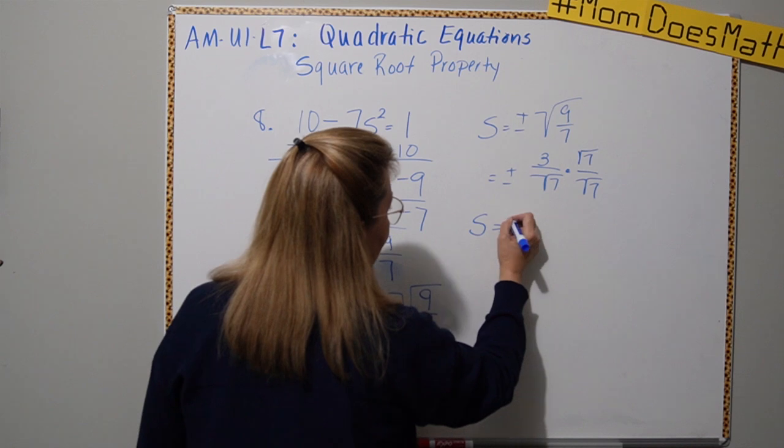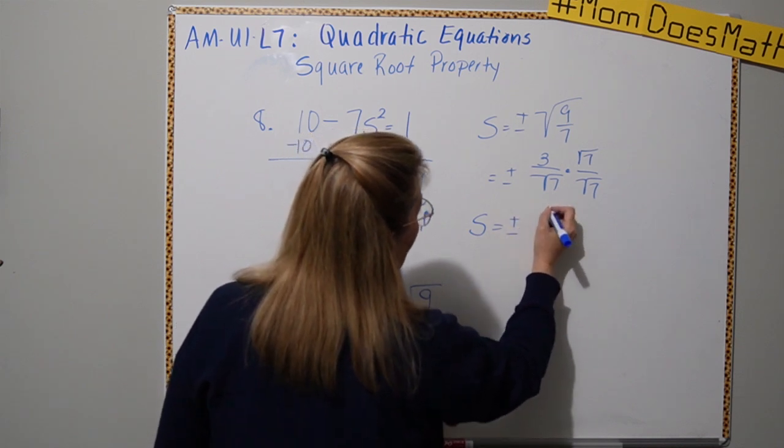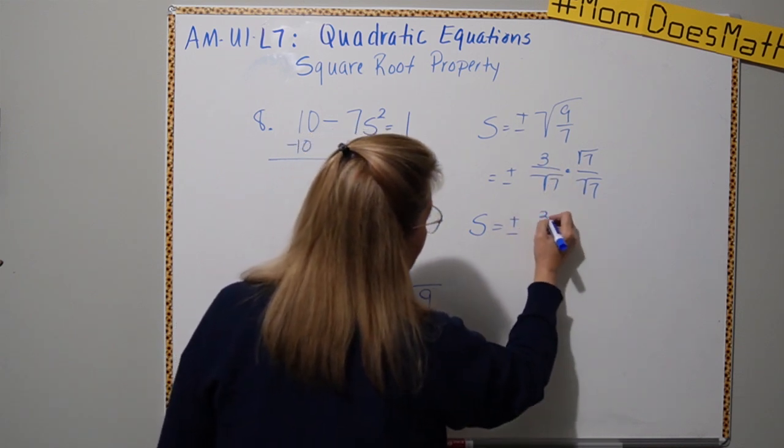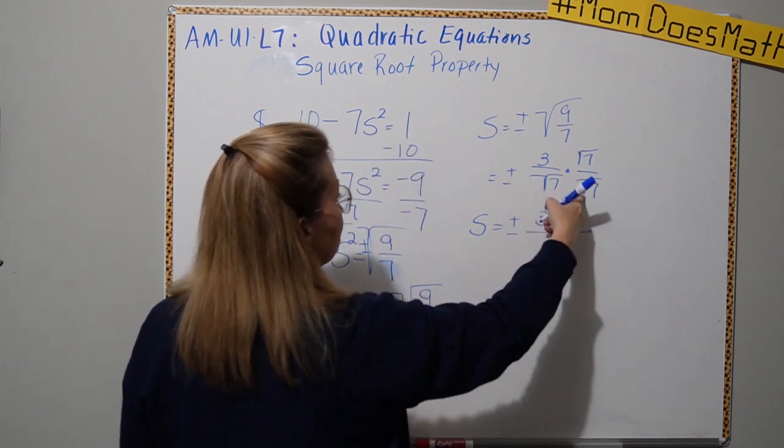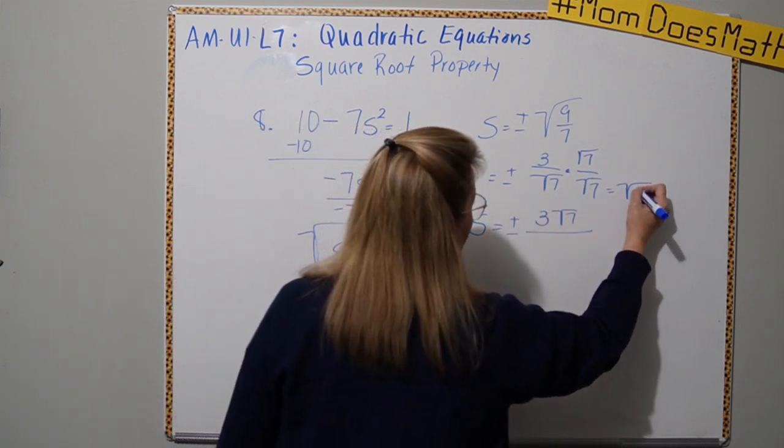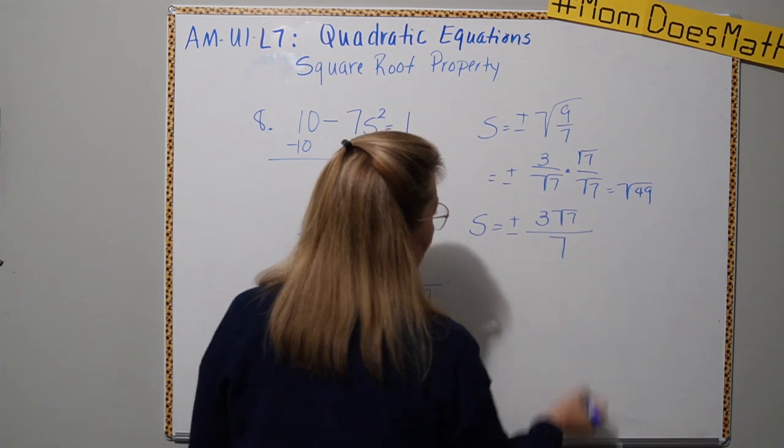So we're going to have s is equal to plus or minus. All right, this is 3 times square root of 7 on the top, and square root of 7 times square root of 7 gives you square root of 49, which is just 7.